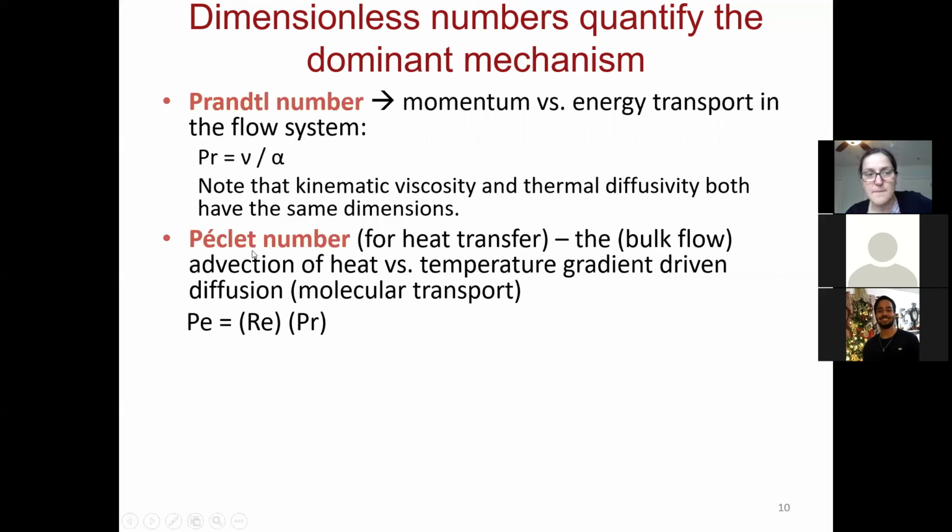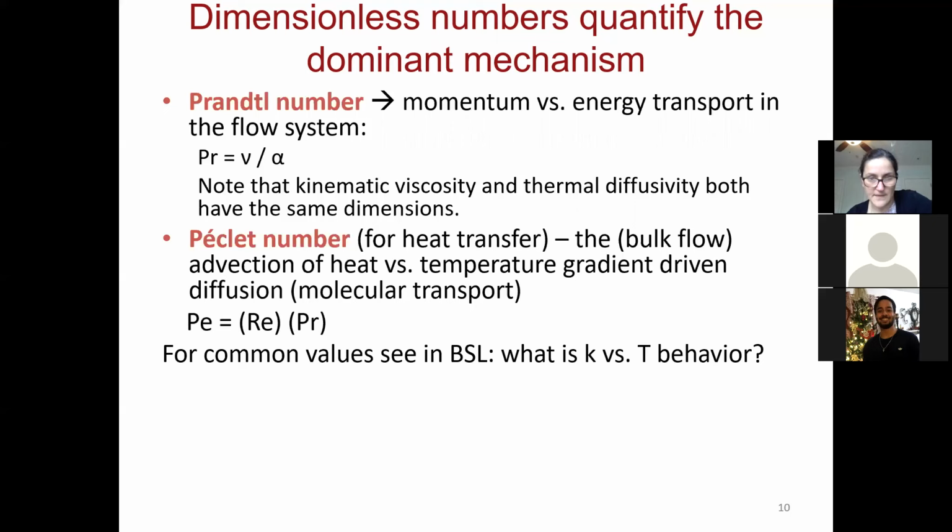Now there's also the Peclet number for heat transfer. This is basically the multiplication of the Prandtl number and the Reynolds number. That gives the bulk flow advection of heat versus temperature gradient. And that's the example I described: at high Reynolds number, the flow is heavily turbulent. If things are moving in real fast, that's going to overcome any minor differences, or the heat flux due to local differences in temperature.